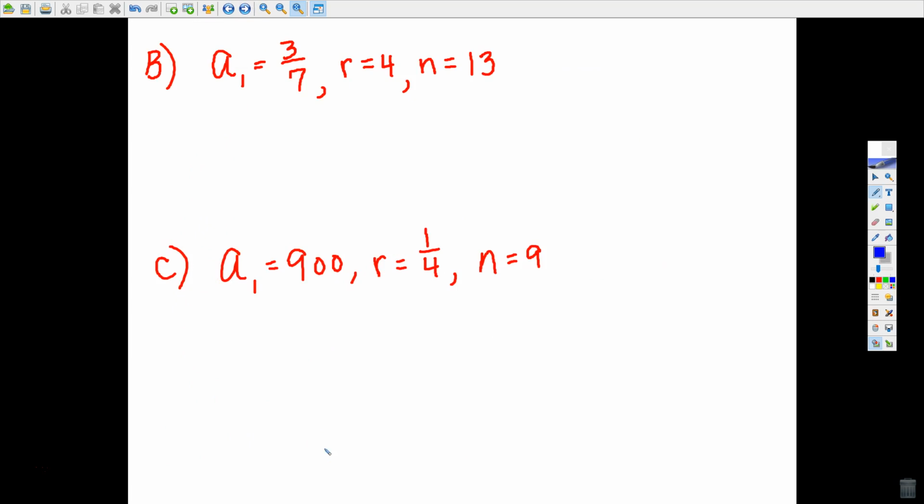More practice with that formula. So here I'm just going to jump in. I know I'm finding the 13th term, so A sub 13 is going to equal the first term, which is 3/7, times R, which is 4, raised to the n minus 1 power. 13 minus 1 is 12. And let's see what you get.